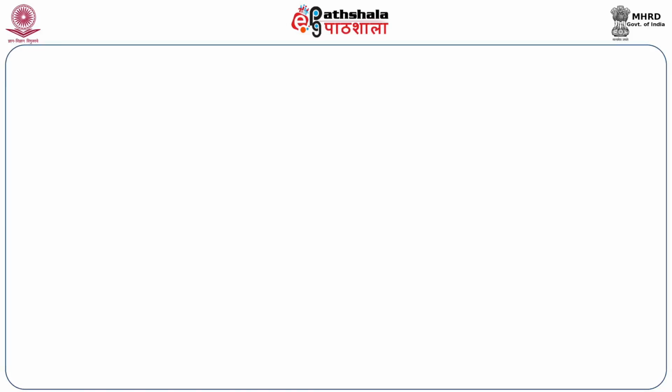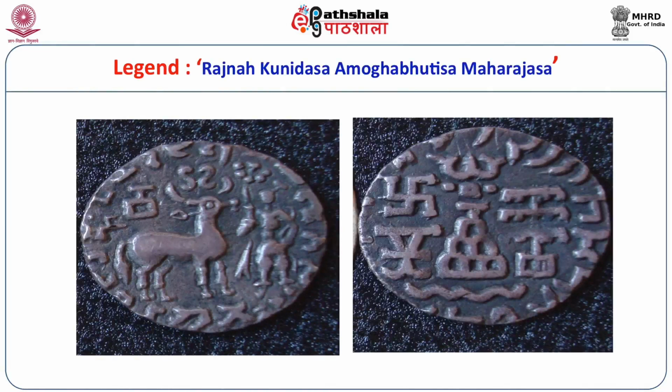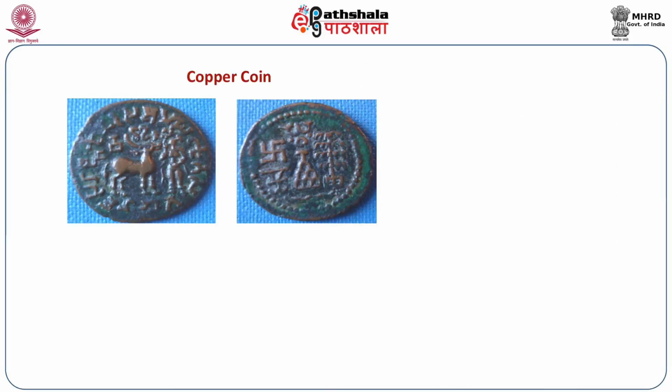legend, and you have a few symbols like multiple hills, a box over which you have a parasol and trees, and a Jayadhwaja kind of symbol along with swastika and Nandipada. But the Kuninda coins were also minted in copper.